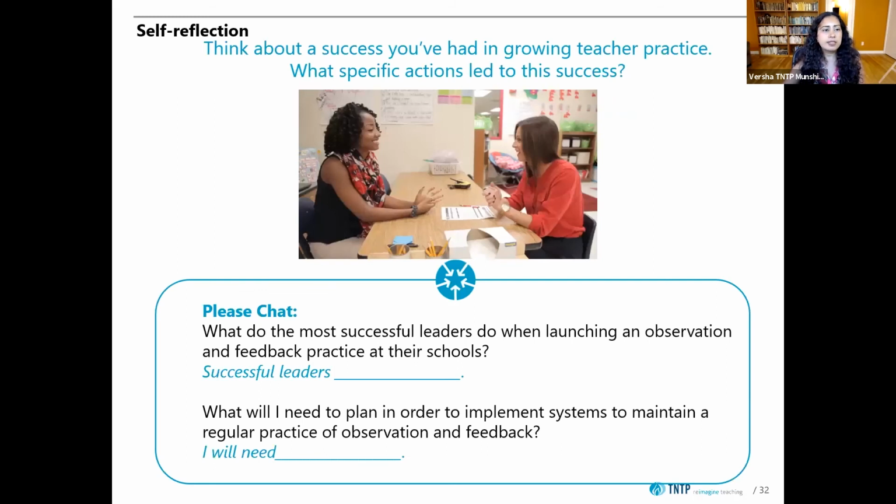And so consider a success you've had in growing teacher practice. What are the specific actions that led to that success? And so we'd love to hear from you in the chat. What do the most successful leaders do when launching an observation and feedback practice at their school? Or what will you need in order to implement systems to maintain a regular practice of observation and feedback? So sort of moving into really thinking about how to really approach instructional leadership as we move into this school year.